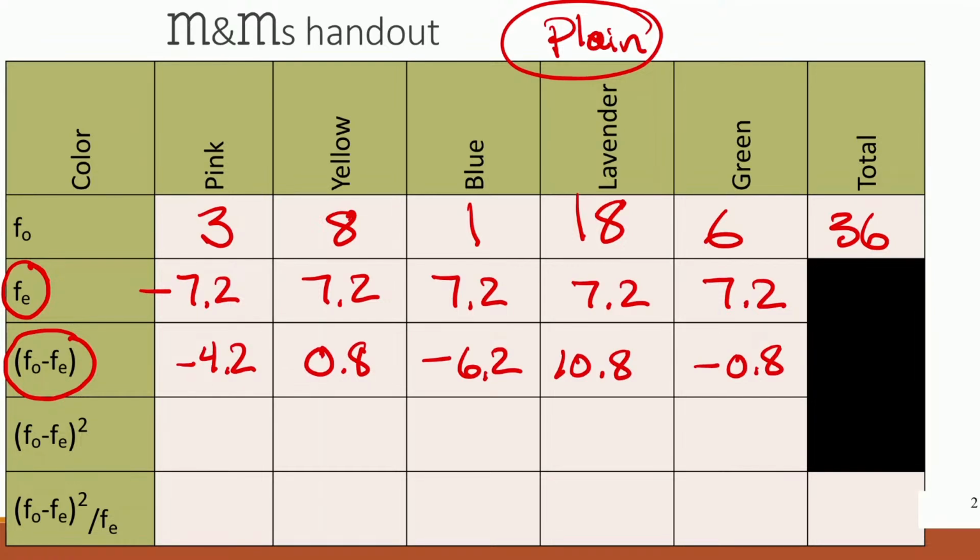I'll give you a minute. You can compute your own numbers. Okay, let's see, just a minute. I am not happy with my numbers.